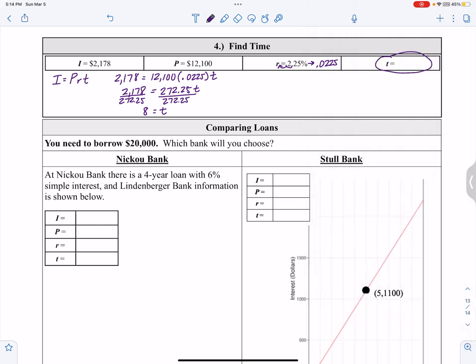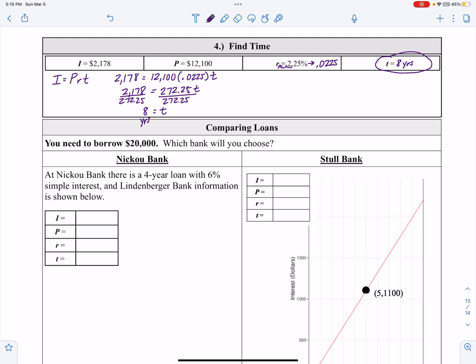And we know that this is in years, so I'm going to put YRS under it. Okay, so t equals 8 YRS, or 8 years. And so that means in 8 years, with a 2.25% rate, we earned $2,178 on our original either loan or deposit into the bank investment.